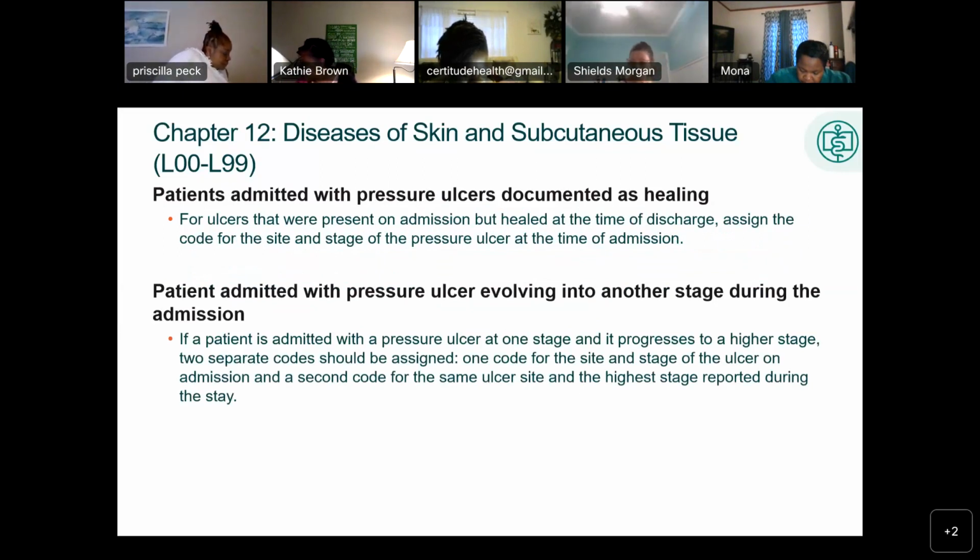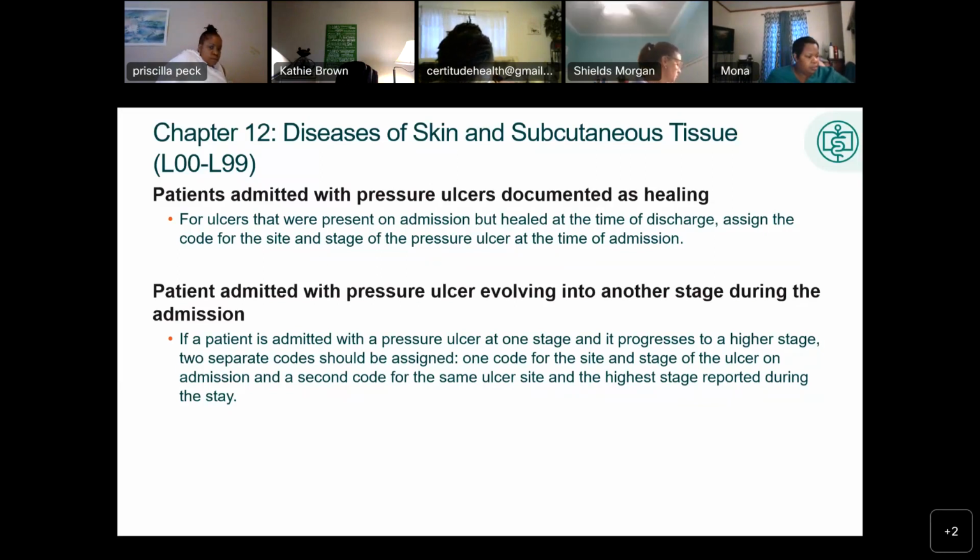Patients admitted with pressure ulcers documented as healing is guideline 5, where it should be assigned the appropriate stage based on documentation in the record. And then patients admitted with pressure ulcers evolving into another stage during the admission is guideline 6.